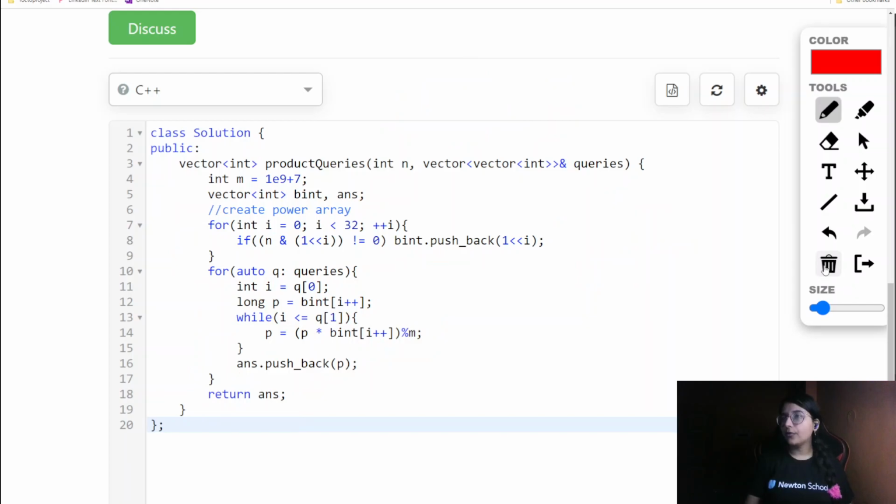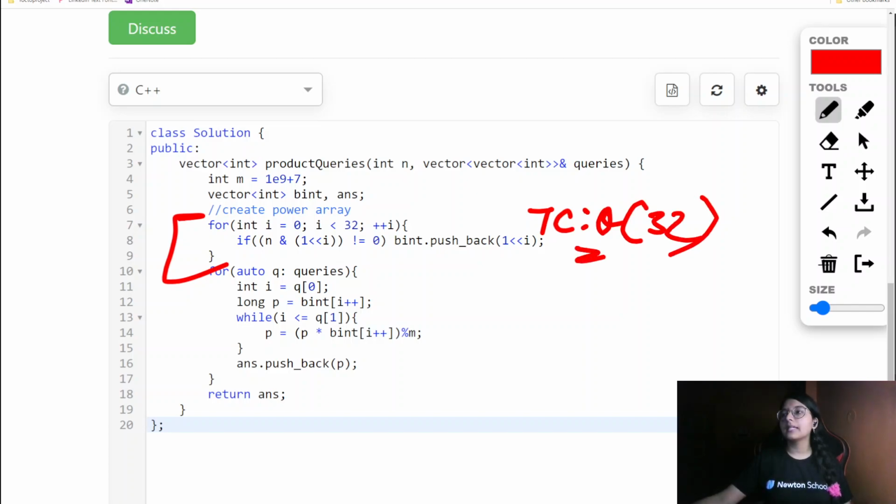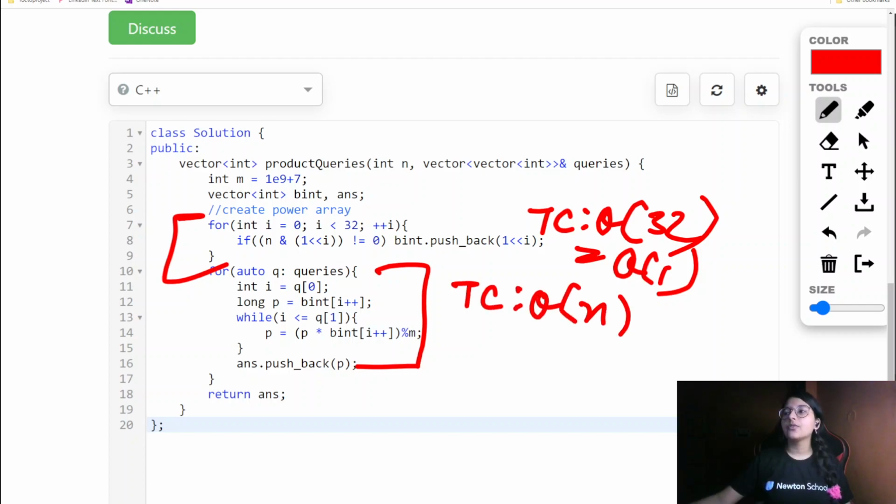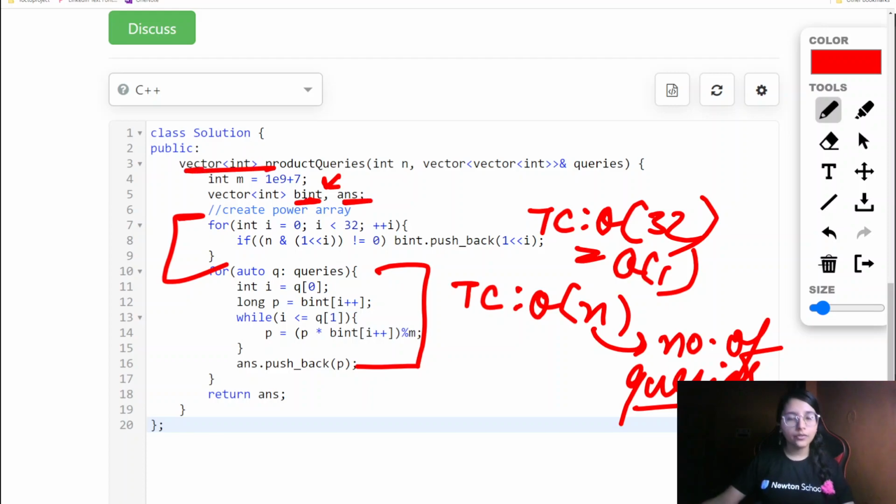So now comes the part for the time complexity. Here you can take it as time complexity of order of 32, which is basically order of 1 only. So the time complexity equals order of n, where n refers to the number of queries which are being given to us. And now comes the part for the space complexity. The space complexity is because of this vector only. This answer is basically the output form only, so we won't be considering that as the space complexity.